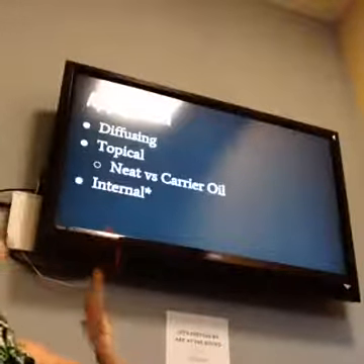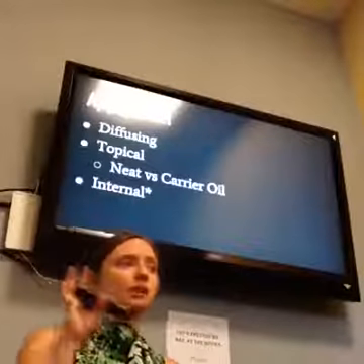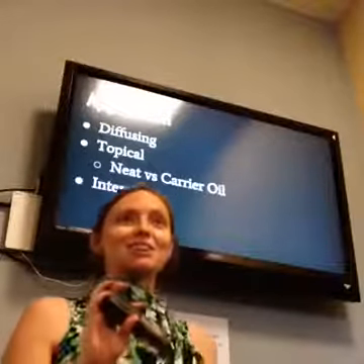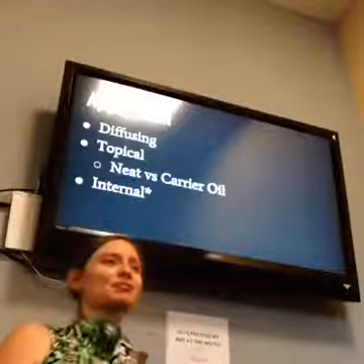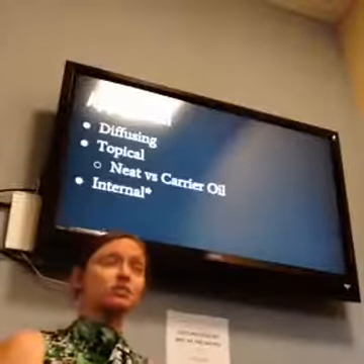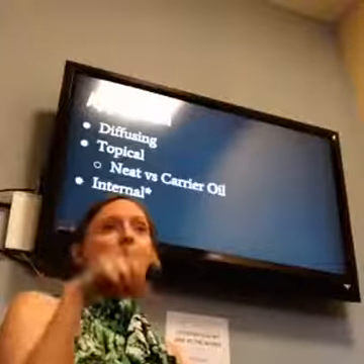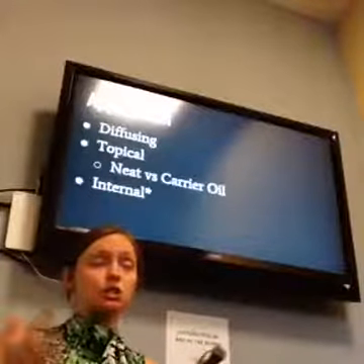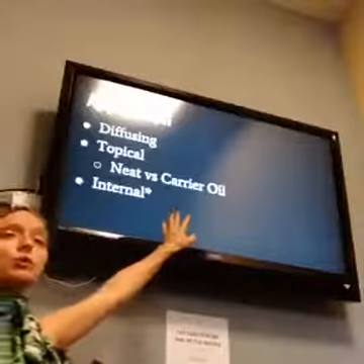And there's two ways to put it on. You can put it on neat, which is straight out of the bottle, which is my favorite because I'm impatient. If you look at any of my bags, if you look at my desk, I don't have very many diluted essential oils. I have straight, neat little bottles that I put directly on my skin wherever I want to use it. So that's one way to use it, or you can put it in a carrier oil.